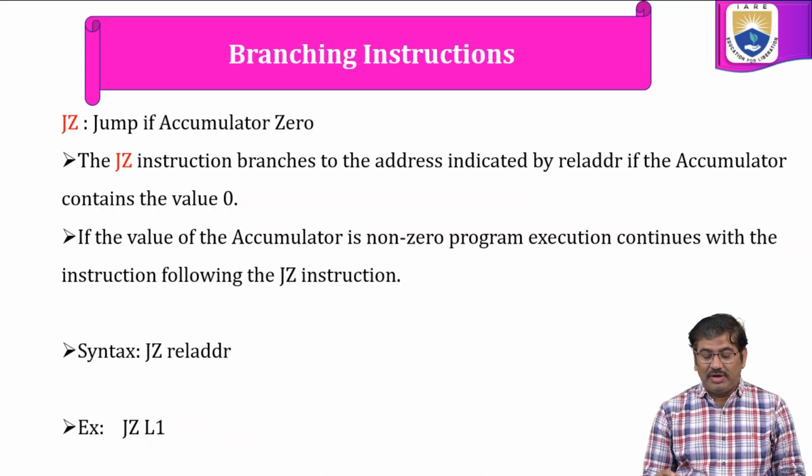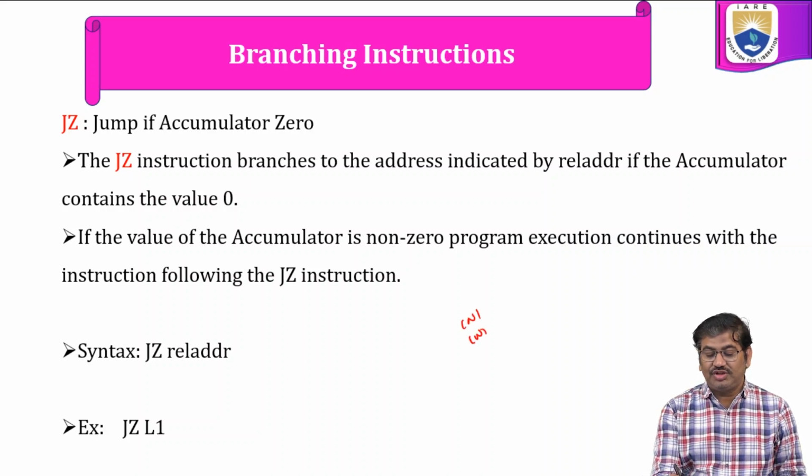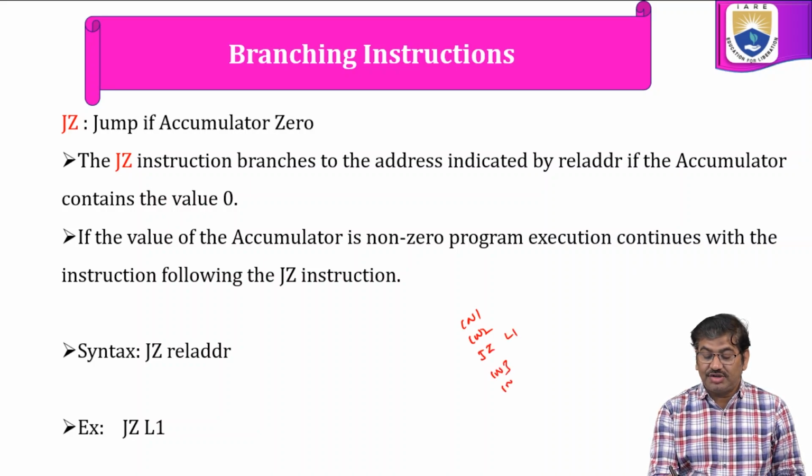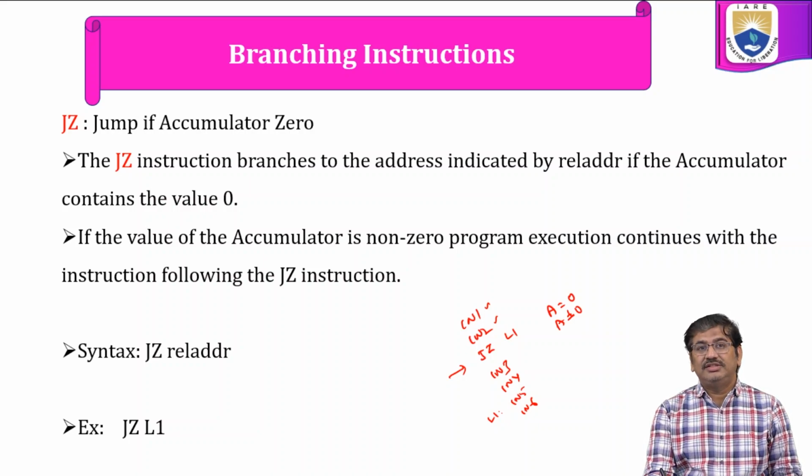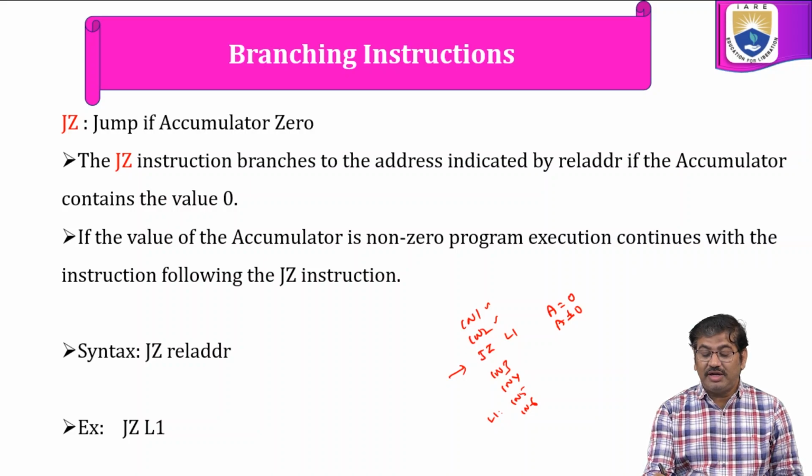Example, JZ L1. So here let us consider we have instruction 1, instruction 2, then we will write JZ L1, then I have instruction 3, instruction 4. For L1 we will have label L1, instruction 5 and instruction 6. So when this instruction is encountered after executing IN1 and IN2, then it will check whether the accumulator content is 0 or non-zero. What is the true case here? It is jump if 0. That means if accumulator content is 0, then go to label 1. Otherwise, go to the subsequent instruction, which is nothing but IN3 in this example.